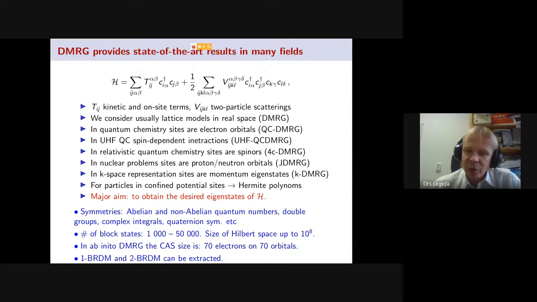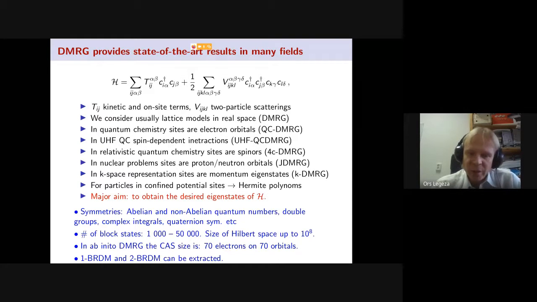Now we can also use spinors, so that we can have the 4-component relativistic DMRG, or we also have extensions to include proton and neutron orbitals. In this case, we have the JDMRG, to do nuclear structure theory calculations, or go to momentum space, and then we have the KDMRG. Or, for example, use Hermite polynomials, and then you can do calculations for confined potentials and so on. And of course, there is still a big room and a lot of variants that you can introduce. The same machinery, the same method, can be used for many things and for many fields.